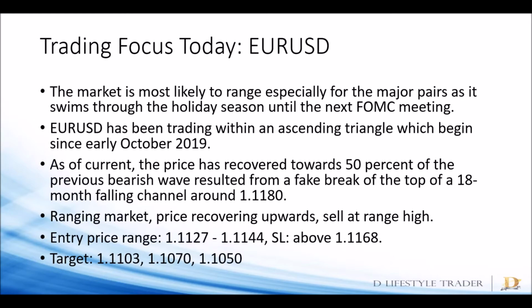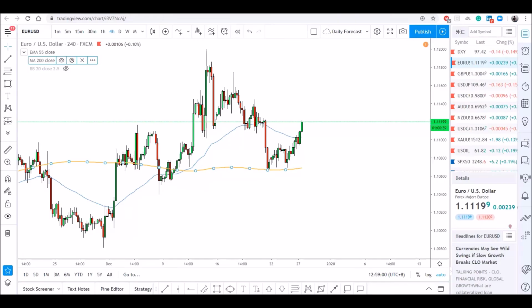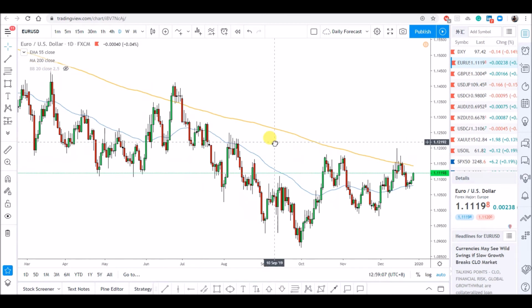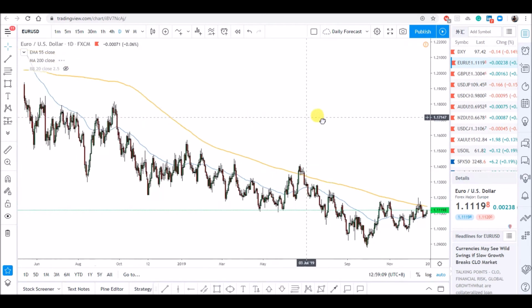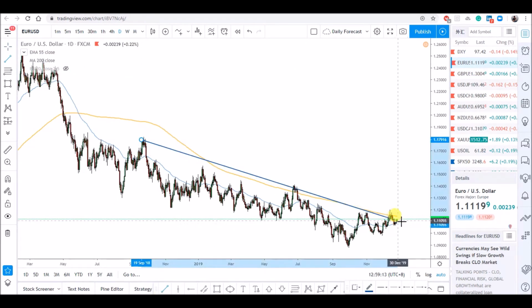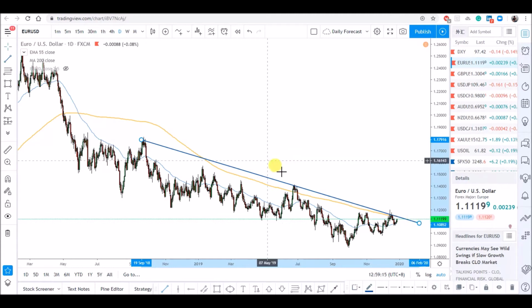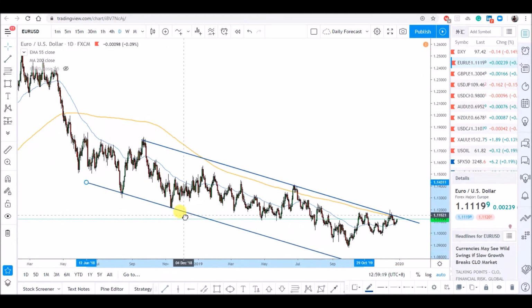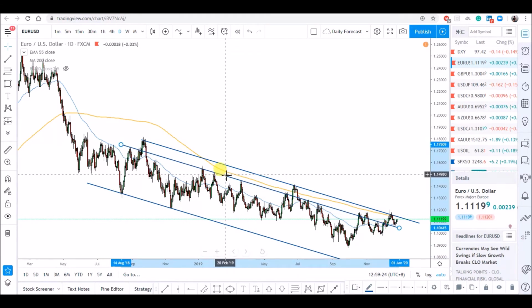Alright, so let's go to the charts right now. Alright, so this is the euro against the US dollar. I'm going to move to the day charts. So in the day charts, you can see that I'm going to plot to you the 18-month falling channel. I believe that most of you have seen it many times, but I'll just plot it out to show you clearly what's happening. So this is the channel and another channel within the channel itself.